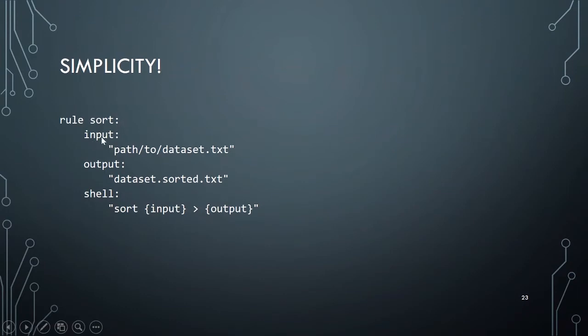And then you give it some input and some output, and then you can either run the shell or Python or various different ways of interacting with your environment. In this case, you have an input that's dataset.text, you have an output that's dataset.sorted.text, and then here you can call your input and output using these curly braces. It's just sorting the input and piping it to the output. So very simple to write in Snakemake, which is one of the best parts of it.